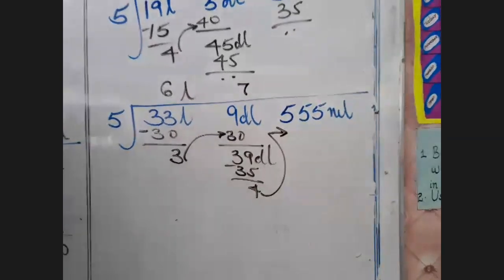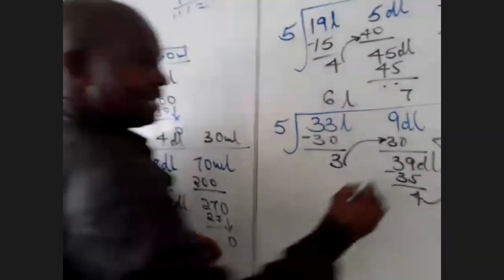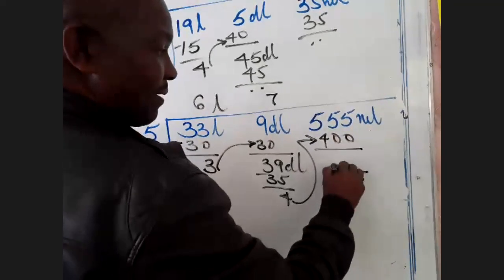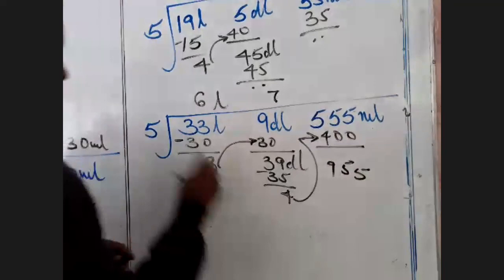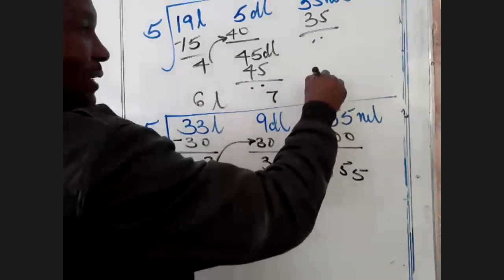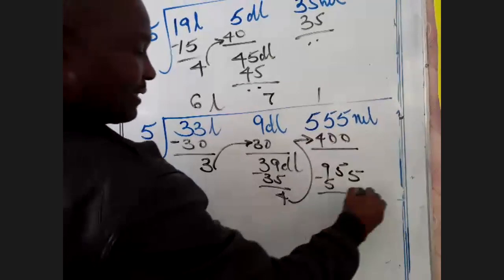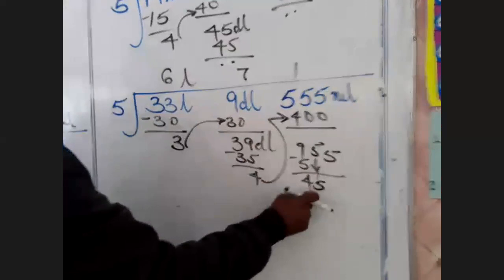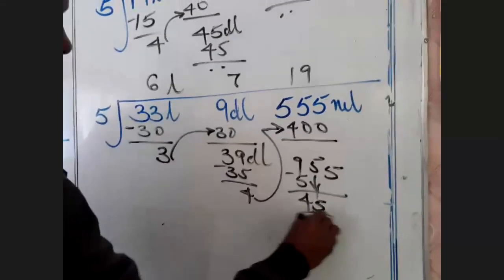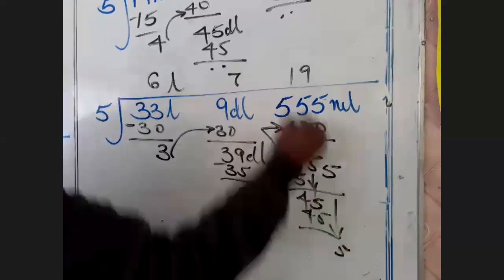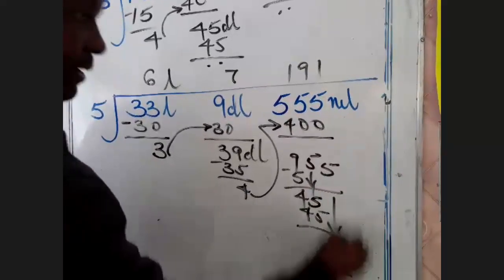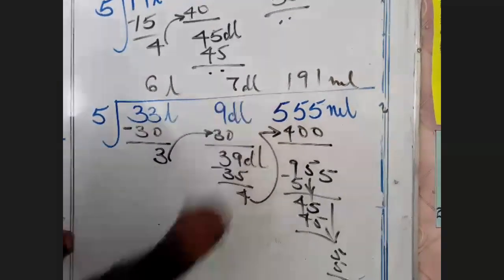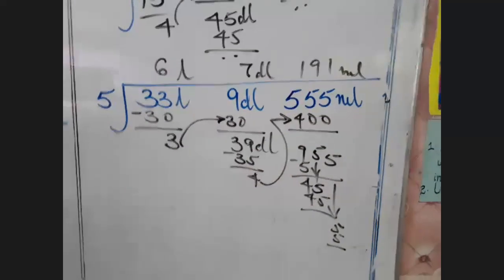Change deciliters into milliliters times 100. So I have 400. When I add that, I get 5, 5, and 9. 5 goes into 9 only once because of 5. Subtract and get 4. Drop the 5. 5 goes into 45 9 times because of 45. Drop the remaining 5, only once because of 5. So we are done. 6 liters, 7 deciliters, and 191 milliliters.